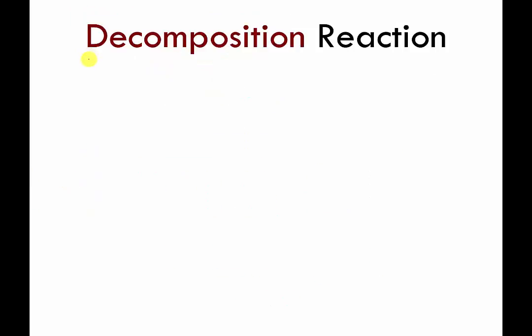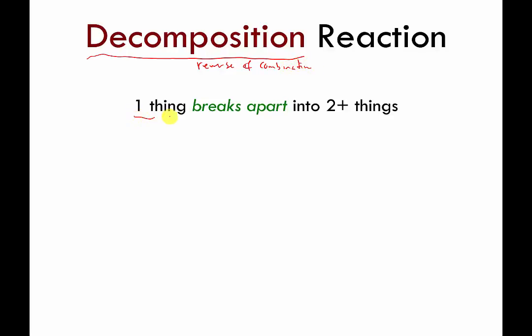This one is also pretty straightforward. It's called a decomposition reaction. You can also think of it as the reverse of a combination reaction. That's all it is. One thing breaks apart into 2 or more things. So, just to show you in reverse, if I have a bunch of elements stuck to each other, represented by A and B, I do some magic, and the elements split apart in some way, then that's a decomposition reaction.